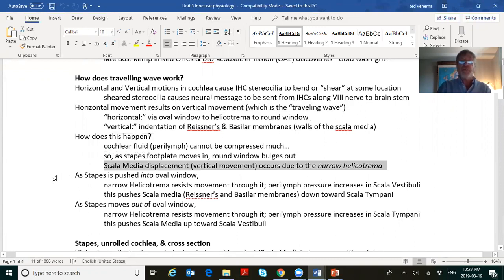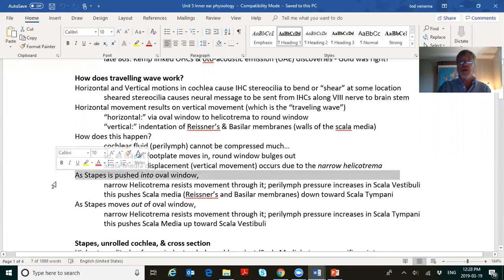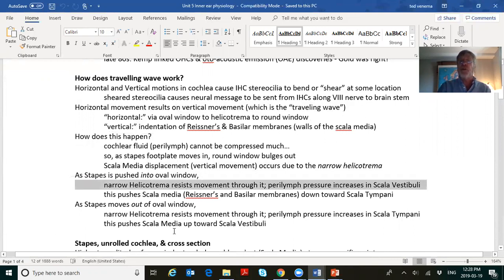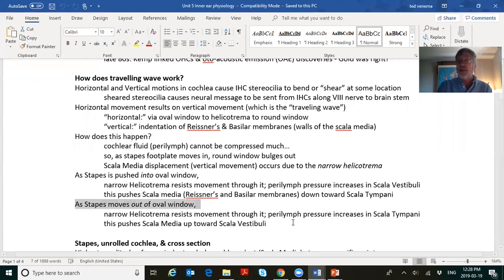As the stapes is pushed into the oval window, the narrow helicotrema resists movement through it. Perilymph pressure increases in the scala vestibuli. This pushes the scala media, Reissner's, and basilar membranes down. As the stapes moves out of the oval window, the narrow helicotrema resists movement through it. Perilymph pressure increases in the scala tympani now, pushing the scala media up toward the scala vestibuli.